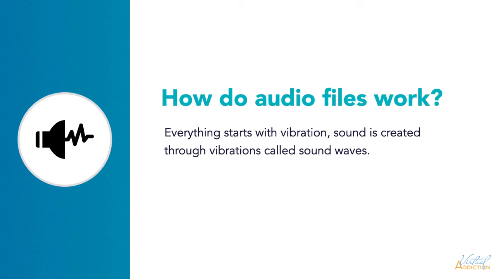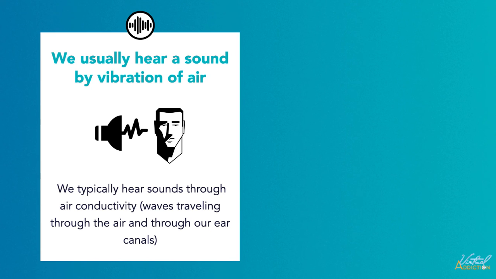So how does audio actually work? Everything starts with a vibration. Sound is created through vibrations called sound waves. Normal sound waves are actually tiny vibrations in the air. The vibrations travel through the air and into our eardrums. The eardrums in turn vibrate, decoding these sound waves into different types of vibrations that are received by the inner ear. The inner ear is connected to our auditory nerve, which transmits the sounds to our brain.